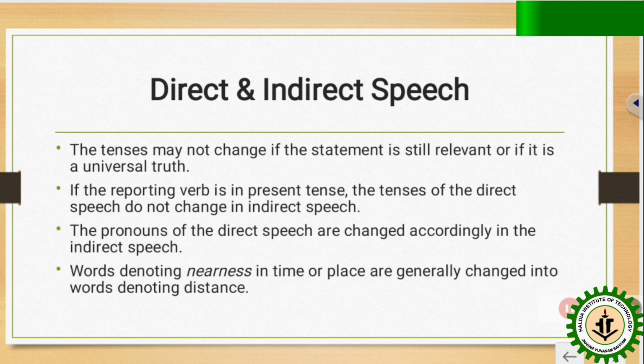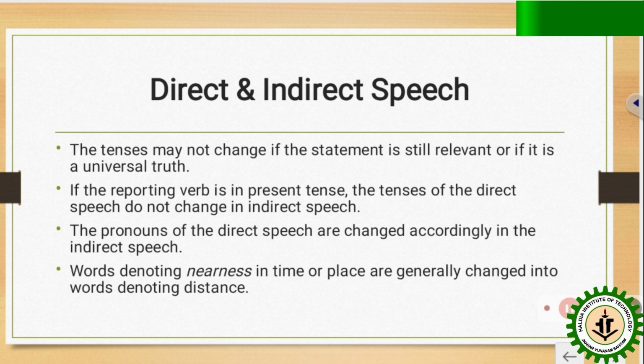that tenses may not change if the statement is still relevant or if it is a universal truth. I'm repeating again, the tenses may not change if the statement is still relevant or if it is a universal truth. Say for example, in direct speech we have this sentence, the teacher said, the earth goes around the sun. Now when we convert it into indirect speech or in reported speech, we can say that the teacher said the earth goes around the sun.